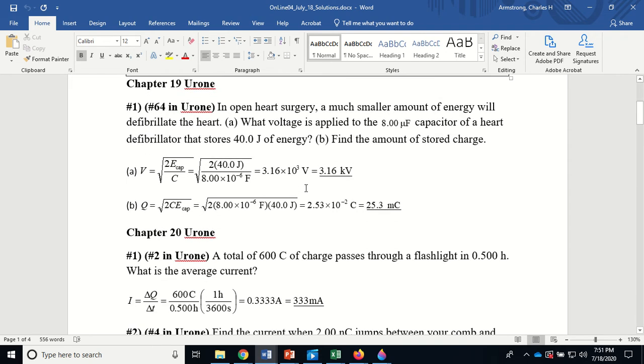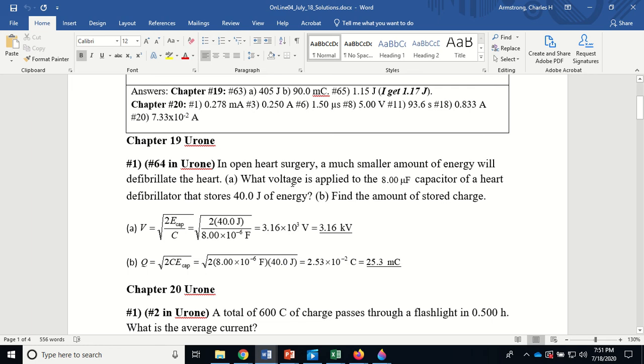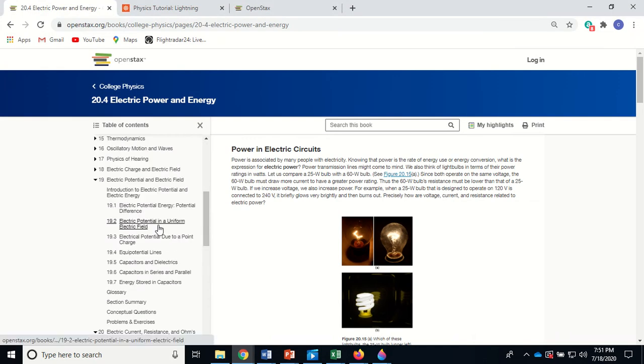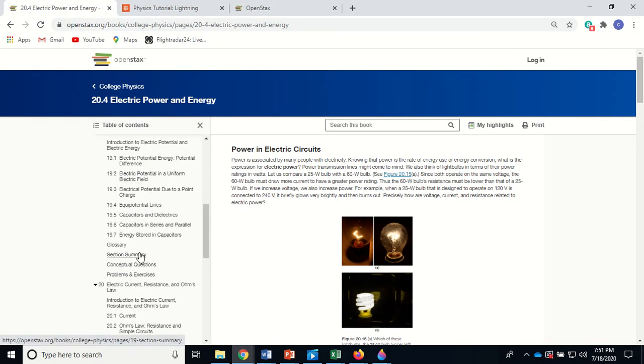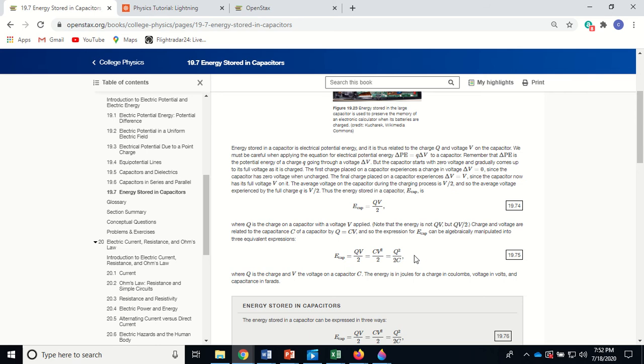Number 64 is some of the end of chapter 19. So you've got two chapter 19 problems, 63 and 65, and I've got 64 here. They're all similar. In 64, this had to do with the energy stored by a capacitor. So remember we had those different equations. It's chapter 19.7 in Urone.